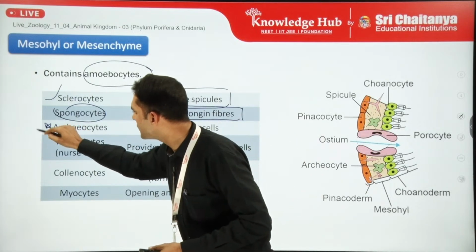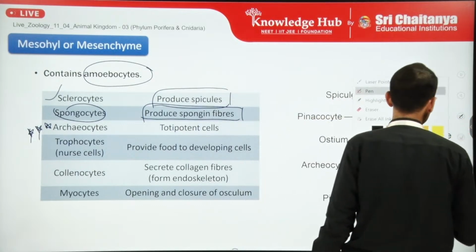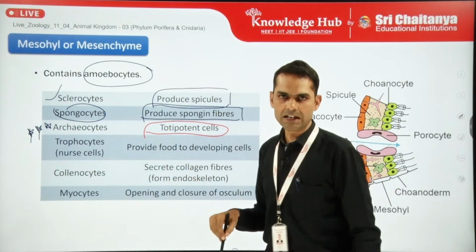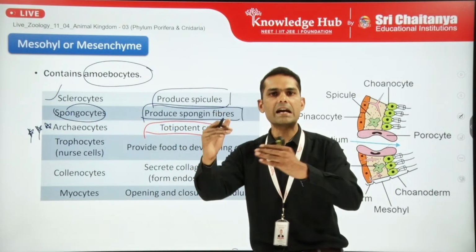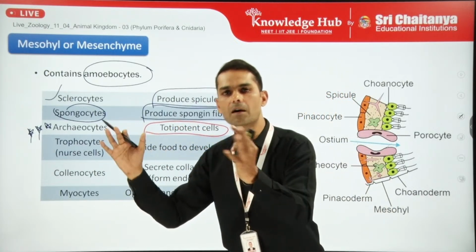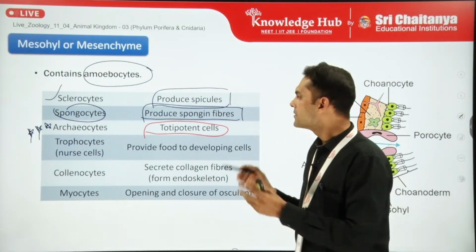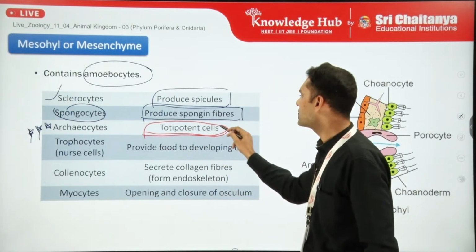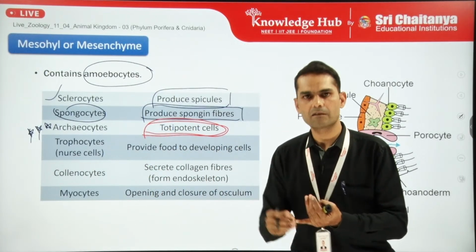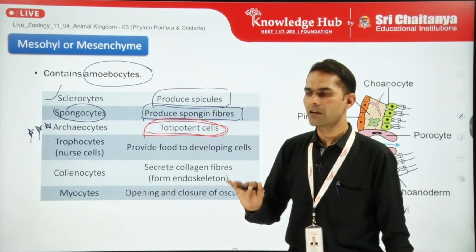Archaeocyte, now this is one of the most important types of amoebocyte. Why is this the most important? Because it is totipotent in nature. Totipotent cells are those types of cells which can differentiate and give rise to any other type of cells of the body. So these are the type of stem cells that you might have heard of. Similarly, these are totipotent cells which can give rise to any other type of cells, whether it is pinacocytes, choanocytes, or any other type of amoebocytes, right?